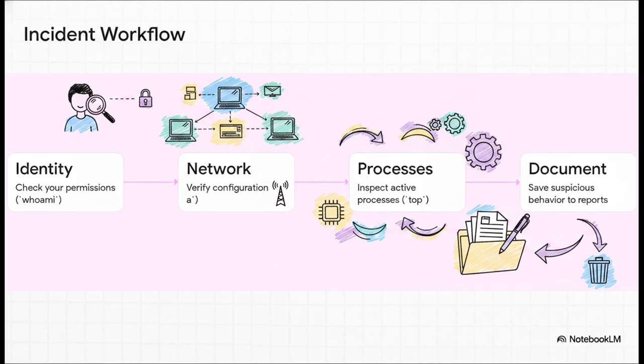Step 1, check your own identity with whoami, just to ensure you actually have the administrative permissions you think you do. Step 2, verify the network configuration with ip a so you understand exactly where this machine sits on the network. Step 3, actively inspect processes for anomalies using top. And Step 4, use that redirection skill we learned to document every single piece of suspicious behavior into text files. This kind of logical, authoritative, step-by-step approach is exactly what ISECC examiners and future hiring managers are looking for.